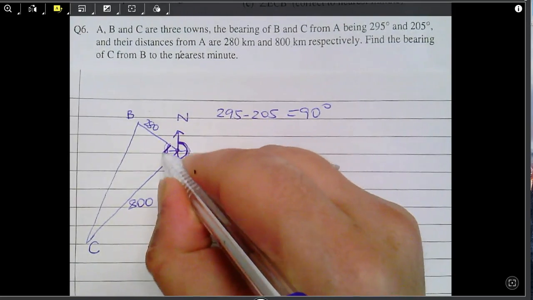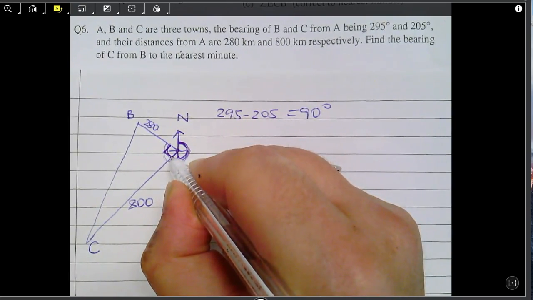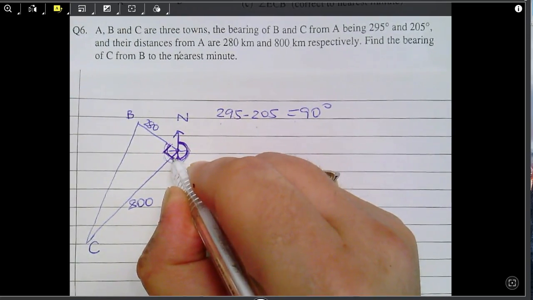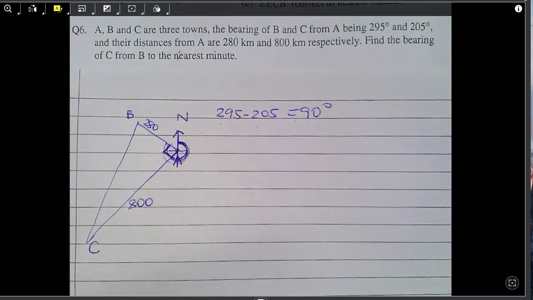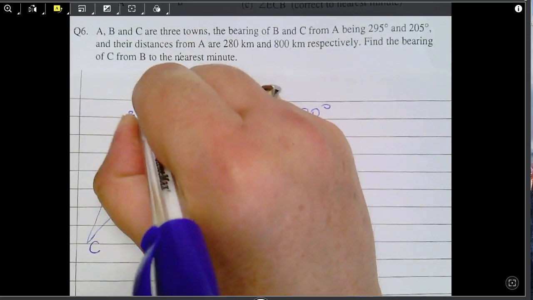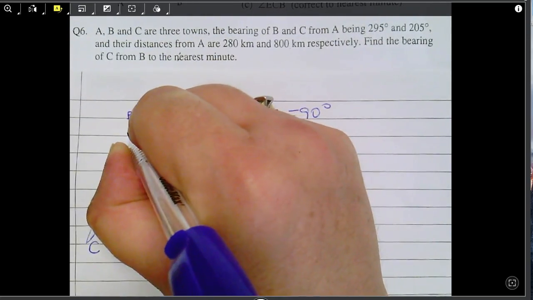First bearing, 295 all the way round. Second bearing, 205. The difference between 295 and 205 is 90. That's a right angle in between. Question is to find the bearing of C from B. So from B, I put a north sign at B and I go clockwise until I find the direction that C's on. Now, girls, this is a bit tricky. It's quite tricky.